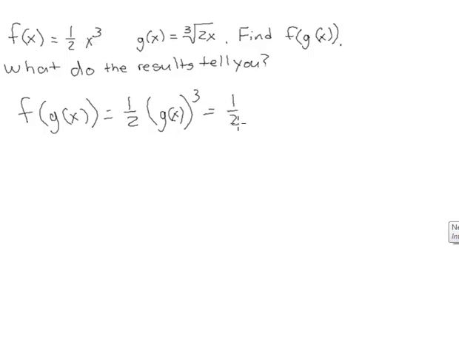That's 1/2 times g of x, which is the cubed root of 2x, and then we cube that. The cubed root function and the cubing function are inverses of each other. Since they're inverses of each other, they undo each other. So now I get 1/2 times, the cubed root cubed just gives me what's on the inside, 2x. So that's 1/2 times 2x over 1, the 2's cancel, and I just get x.